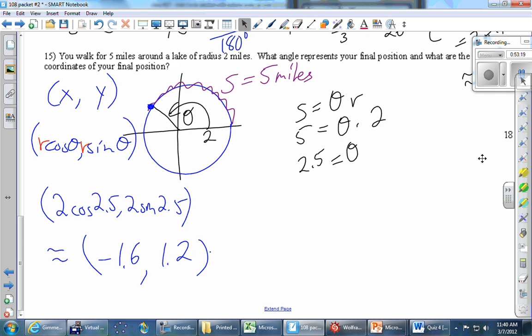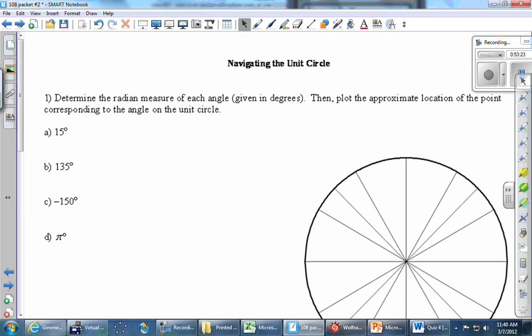Okay. All right, big group thing starting on the next page. Can you guys go as far as you can and I'll walk around?